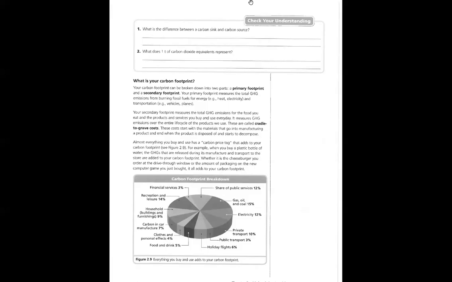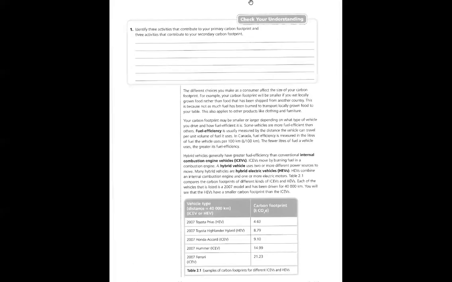And then what are ways we can reduce the carbon footprint? Okay, that's a really big one. How different, there's the hybrid vehicles, the hybrid electric vehicles, okay, in particular, and how they have an impact on reducing our carbon footprint.